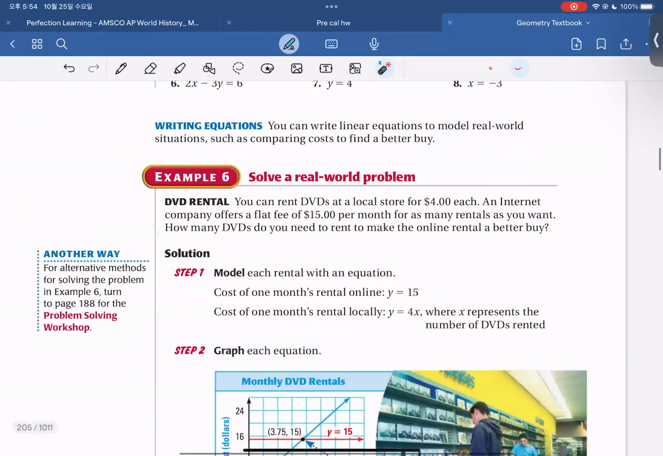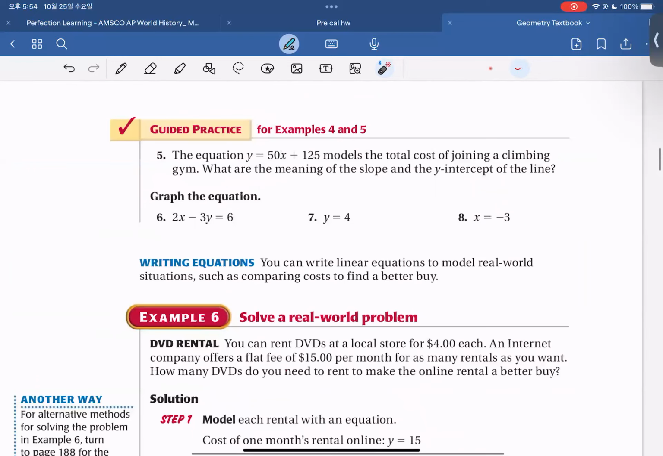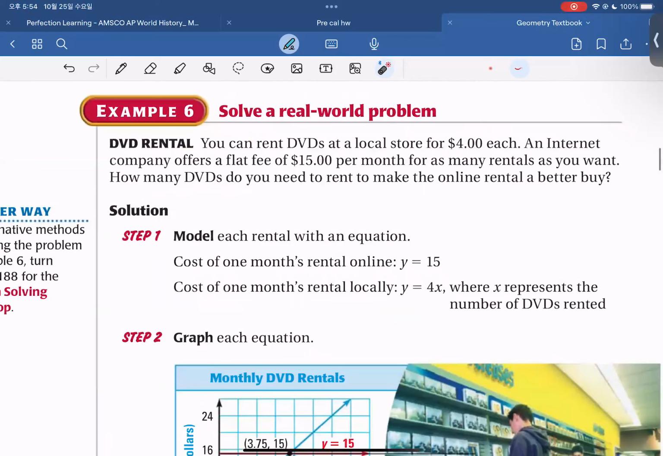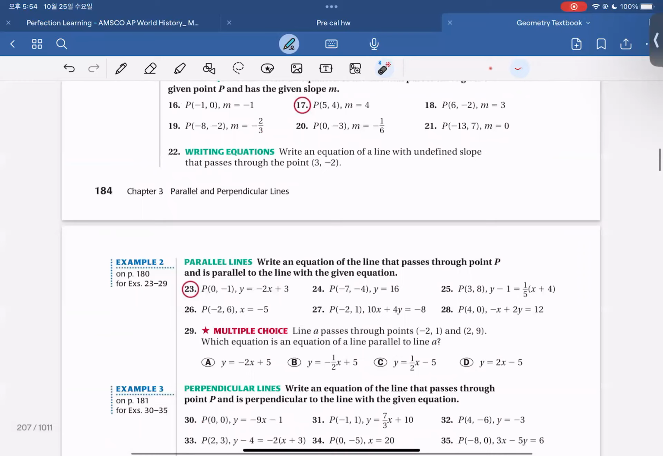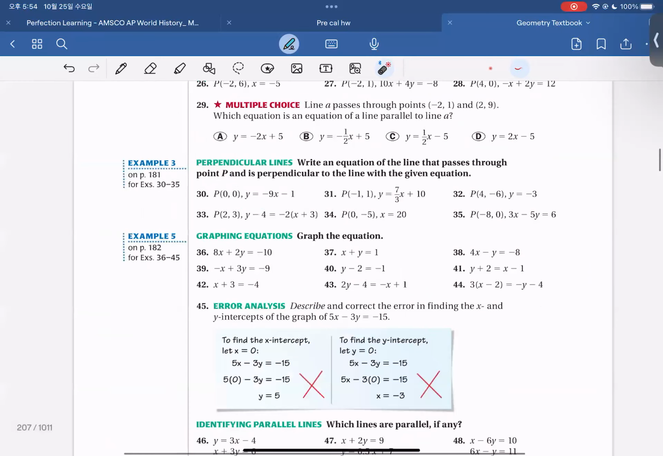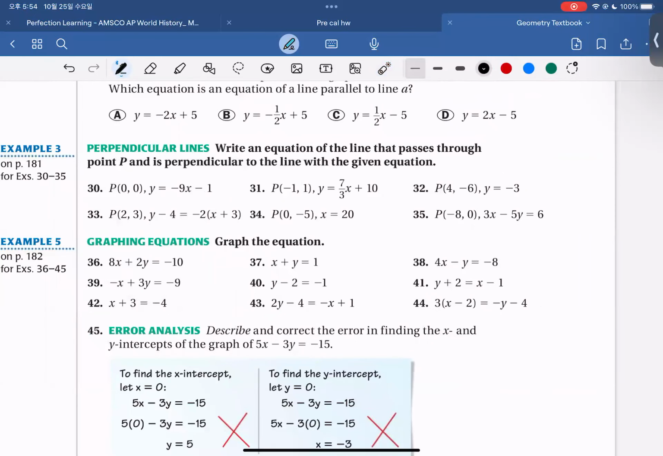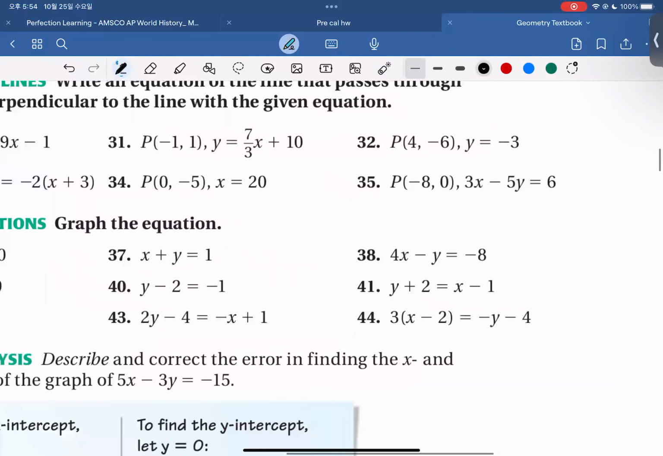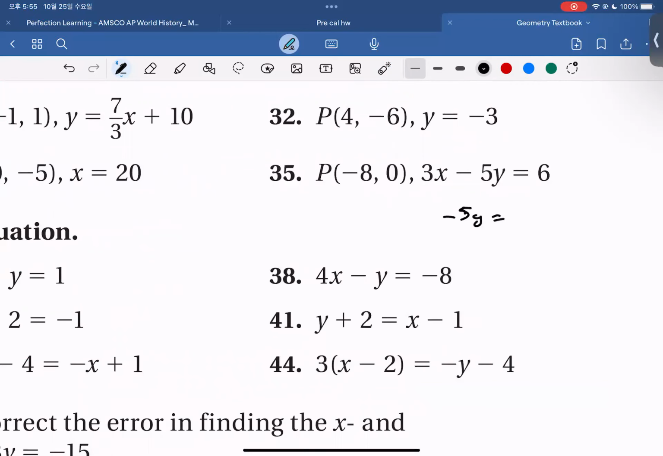So you can obviously write linear equations with just the points. More problems here, and honestly, this is really another review of pre-algebra, so I'm not going to get too deep into it, but let's just look at number 35. Write an equation of the line that passes through point P and is perpendicular to the line with the given equation. First, we should probably isolate the y here, which gives y equals 3/5x minus 6/5. So this is the equation here.